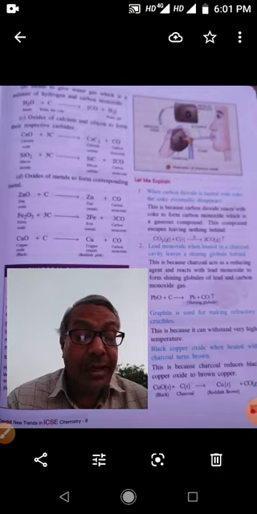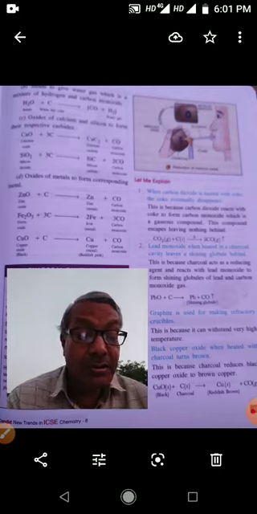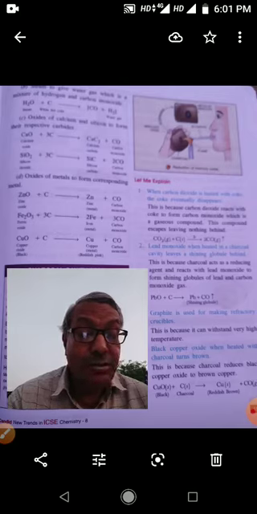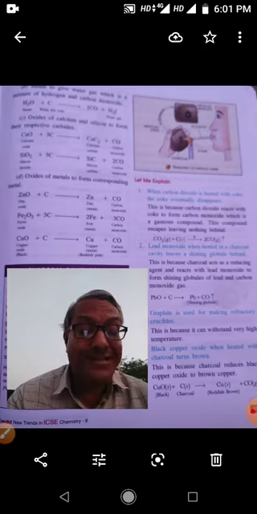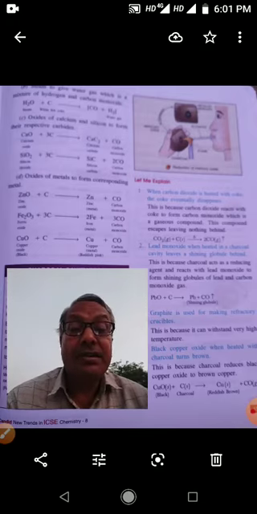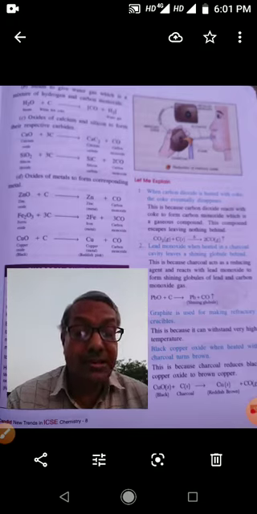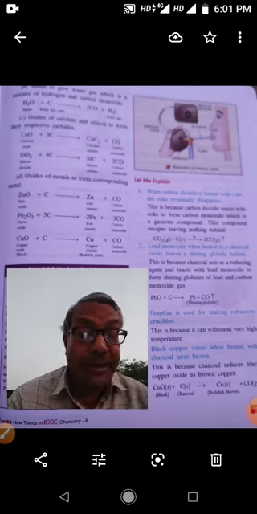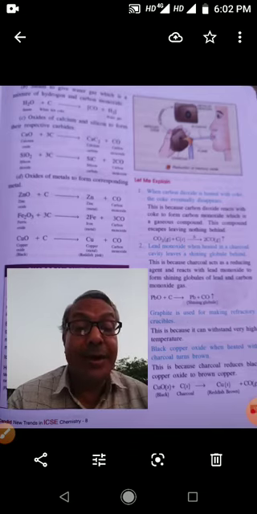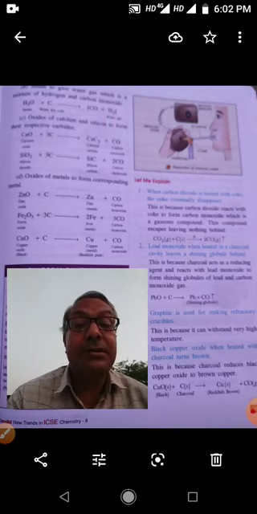Therefore, carbon dioxide reacting with coke changes into carbon monoxide, that is CO2 plus C gives 2CO. Carbon monoxide is produced. So carbon dioxide gives carbon monoxide when reacting with carbon or coke.